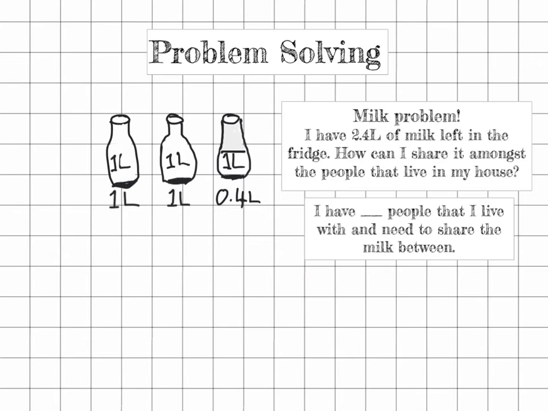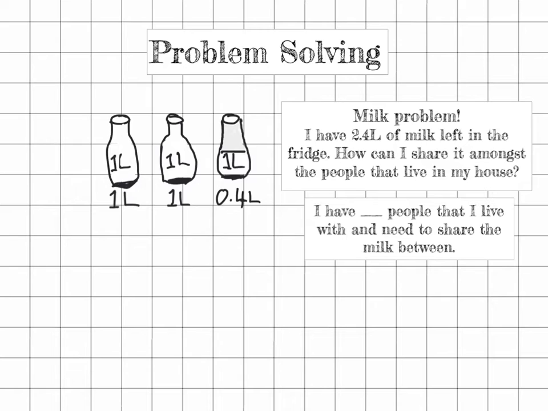Well done. So guys, this is the problem that you're going to solve as your activity today. So we're going to do a modified version of it now with me, and then you're going to get a chance to do your own version later on. And it's really important that you don't just do exactly what I've done. So the question here says, it's a milk problem. I have 2.4 litres of milk left in the fridge. How can I share it amongst the people that live in my house?